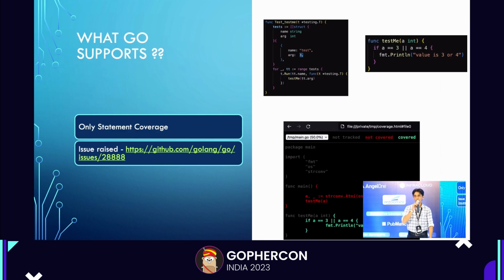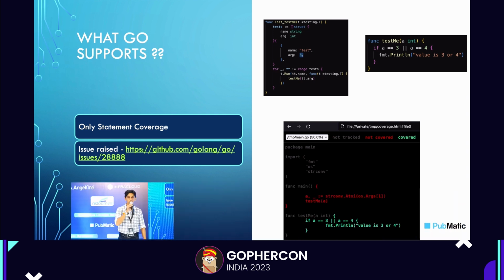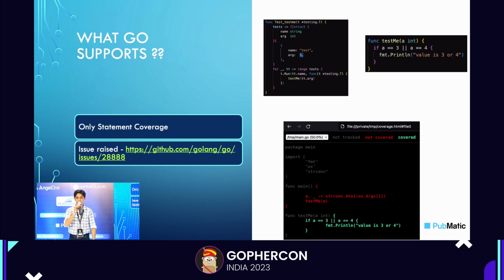I just came across how we can support this in the Go language. When I did these POCs, I found that Go itself only supports statement coverage, and the other coverage metrics that I just covered are not supported. There is an issue raised. I went through it, and there are some open source community-driven contributions that support branch coverage.